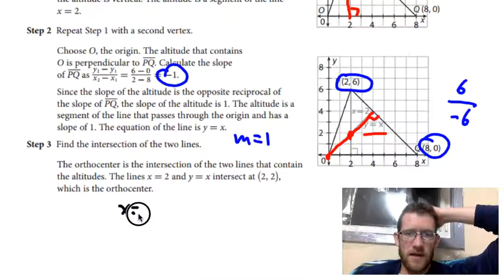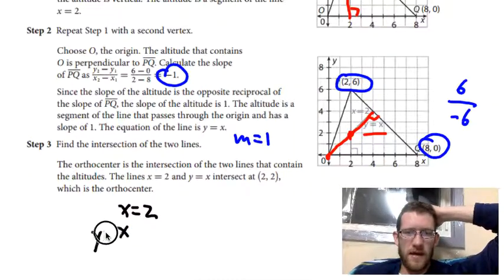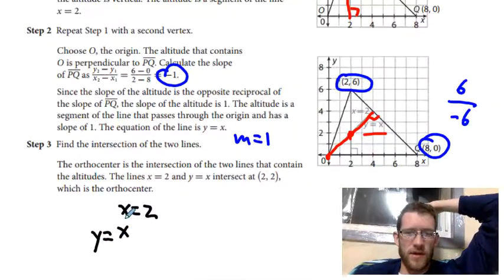One line is x equals 2. The other one is y equals x. In this case, it's pretty simple. We know x is 2, therefore y is 2, and it's (2, 2).